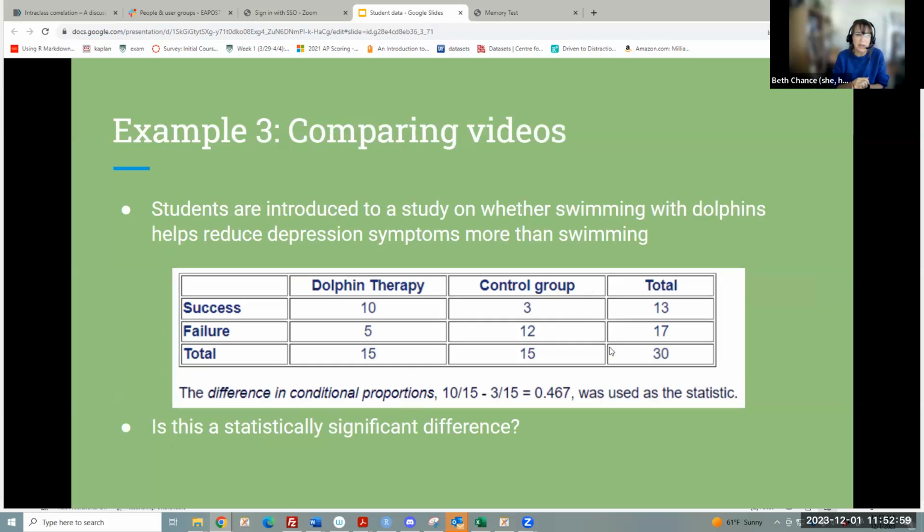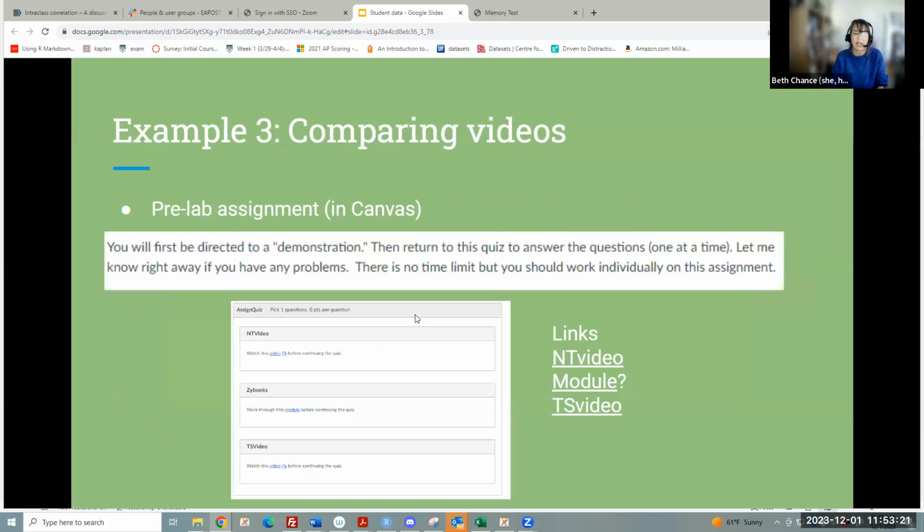And so the study I usually do for comparing two proportions is this dolphin therapy study. They see that people who swam with dolphins tend to have success, meaning a reduction in depression symptoms, more often than people who just got to swim. And so then we're going to ask whether this is a statistically significant difference. And for a lot of these lab assignments, I make students do a pre-lab first, where we're maybe just defining variables, maybe looking at some of the initial graphs, things I want them to do outside of class.